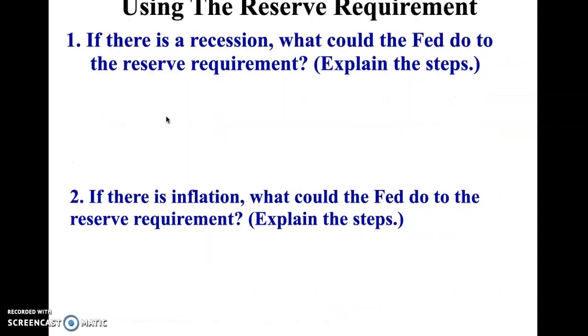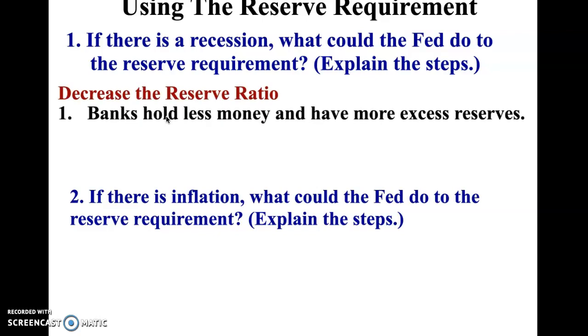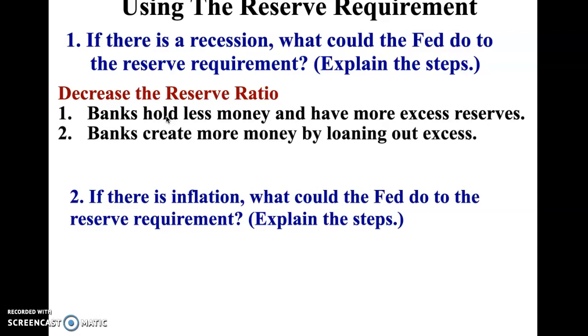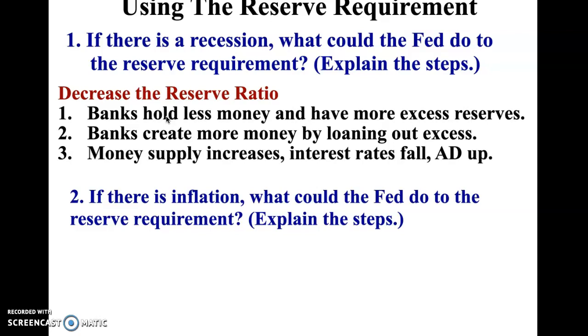Right? So if there's a recession, what could the Fed do to the reserve requirement? Okay, they could decrease the reserve requirement. And remember, all of this is how it's going to impact aggregate demand. All right, so banks hold less money and have more excess reserves. Banks create more money. This will shift the money supply to the right. That will lower interest rates and force AD up.